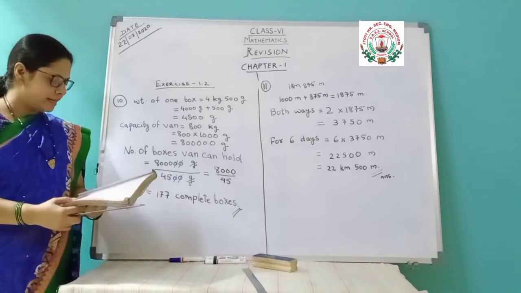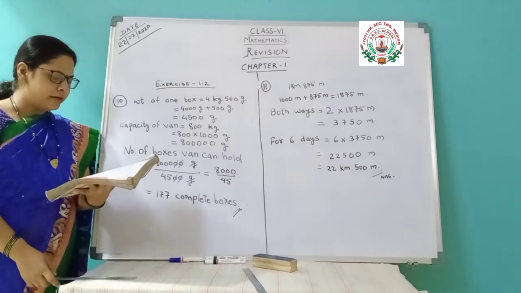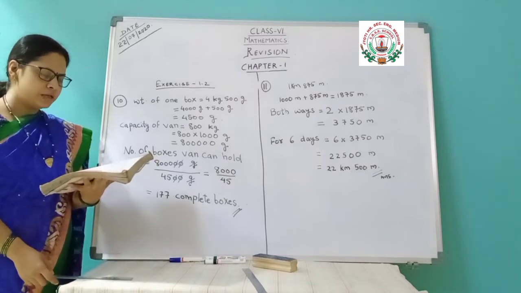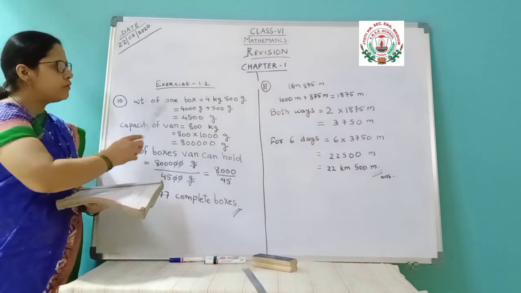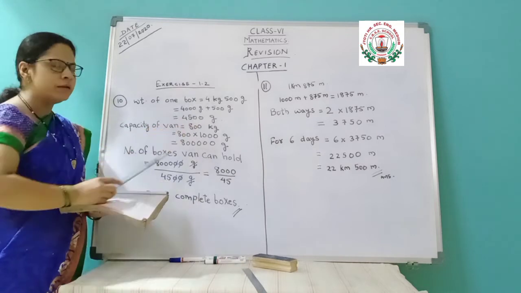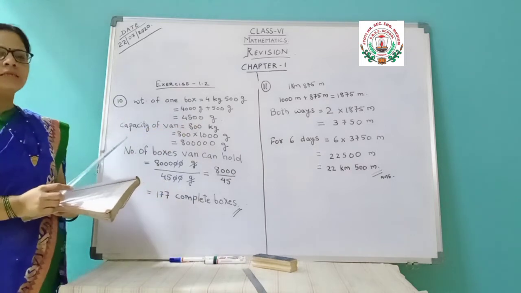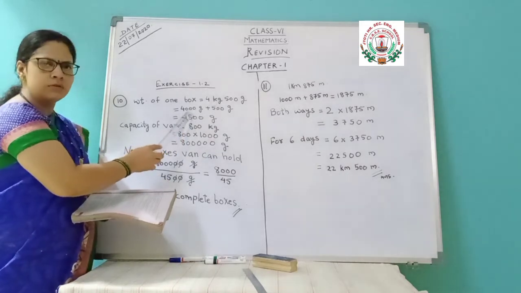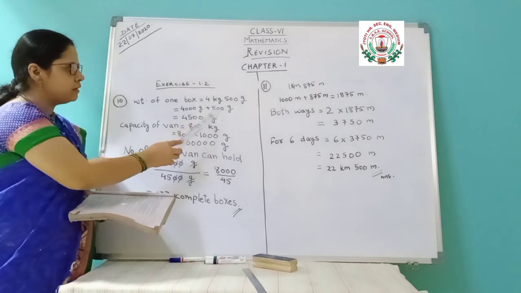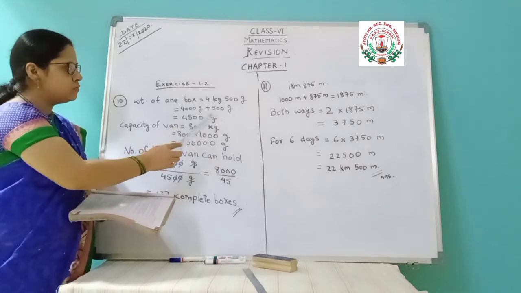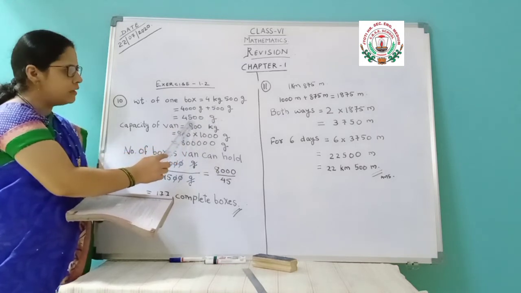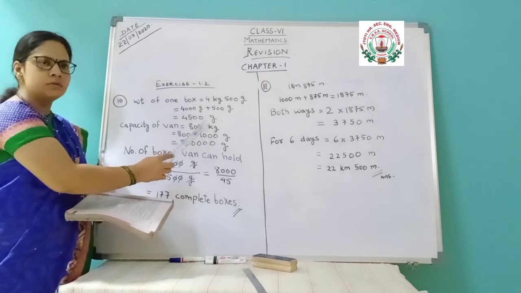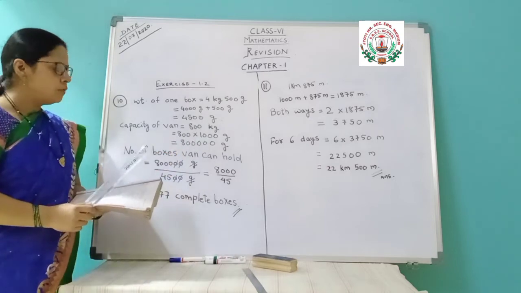Coming to question number 10. Medicines packed in boxes, each weighing 4 kg 500 grams. So the weight of one box is given as 4 kg 500 grams. 1 kg is equal to 1000 grams, so 4 kg will be equal to 4000 grams and this is 500 grams. Combining these two, you will get 4500 grams. That is for one box.